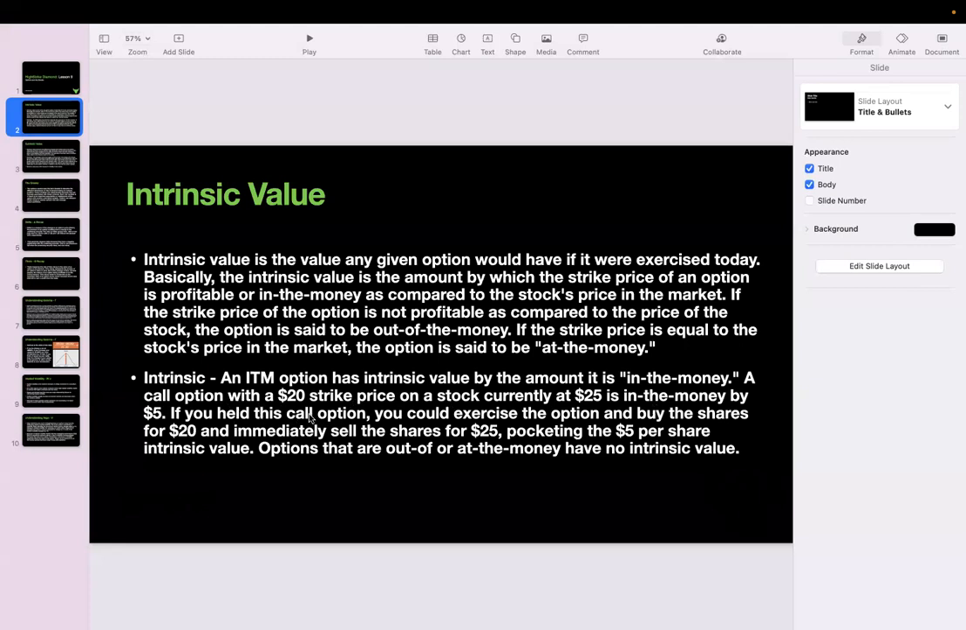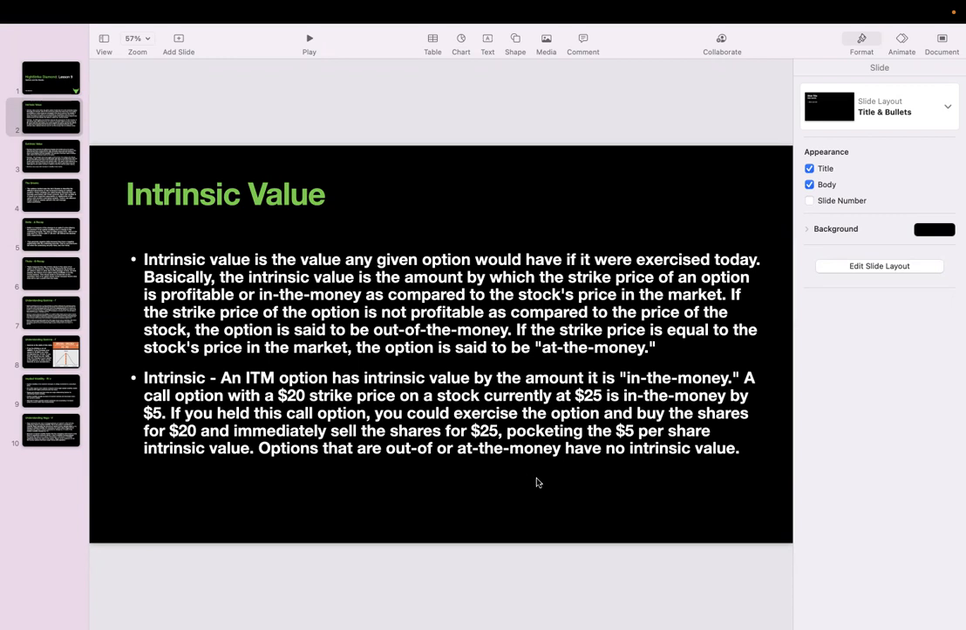So let's just say I'm trading something cheap. Let's just say SoFi. I know it's a little cheaper than this right now. Let's say with SoFi, I have a $20 call and the current price of the stock is at $25. This call option is in the money by $5, right? Out of the money would be, well, actually, we'll go into that next so it doesn't get confusing. If you held this call option, you could exercise the option and buy the shares for $20 and immediately sell the shares for $25, pocketing the $5 per share intrinsic value.